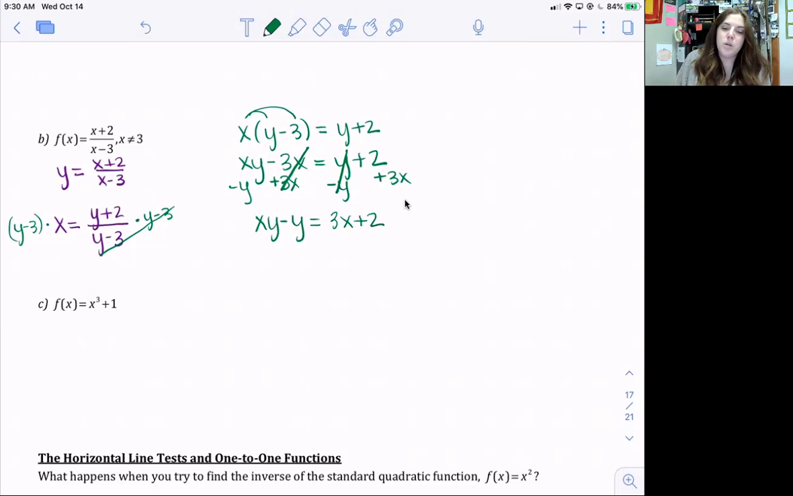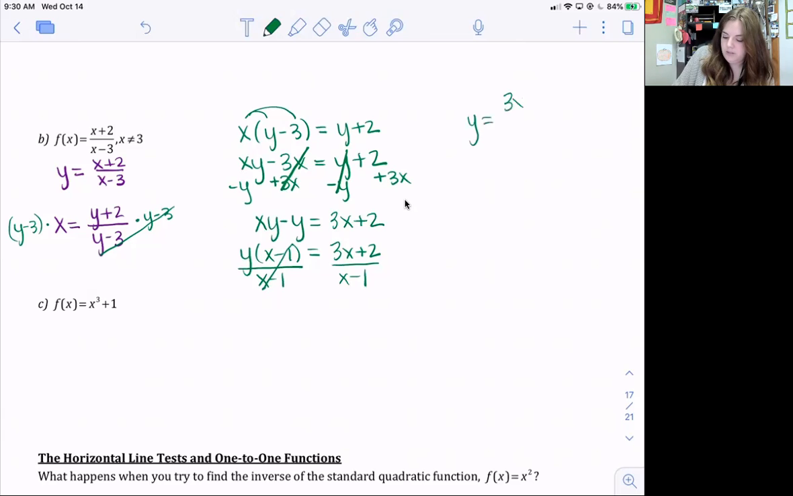Since we have two terms with y in them, that's something that they have in common. So I'm going to factor it out. Then to get y by itself, we're going to divide by x minus 1. So y equals (3x plus 2) divided by (x minus 1). So lastly, we're going to change y to f inverse function of x equals (3x plus 2) divided by (x minus 1).